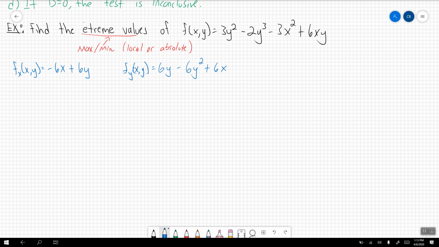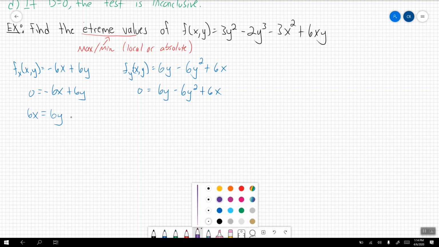There we go. Now all we have to do is set these equal to 0. This is 0 equals negative 6x plus 6y, and this is 0 equals 6y minus 6y squared plus 6x. We have to try to solve for x and y. I see a 6x over here, so I want to get that 6x by itself: 6x is equal to 6y. And now I'm going to use substitution.